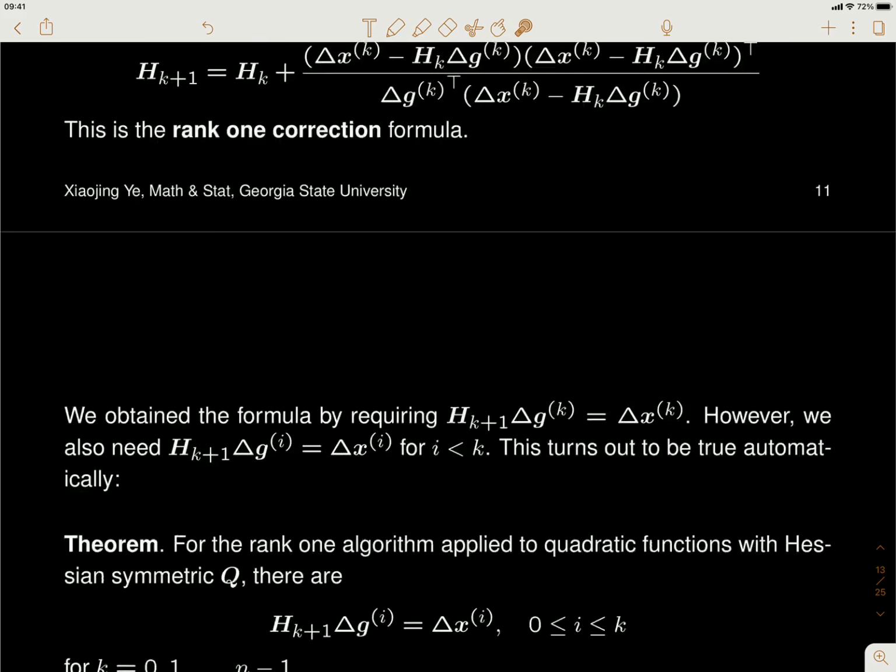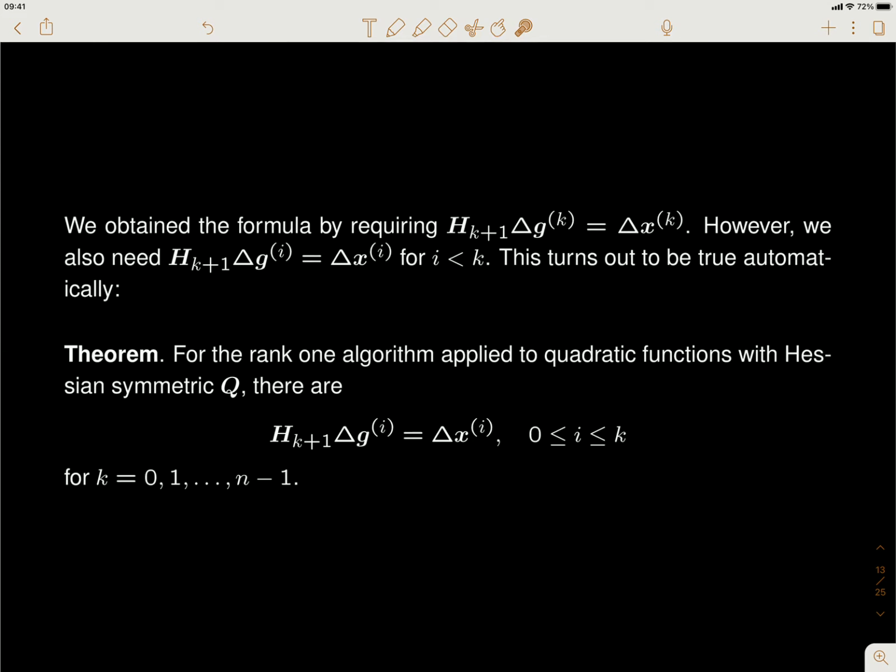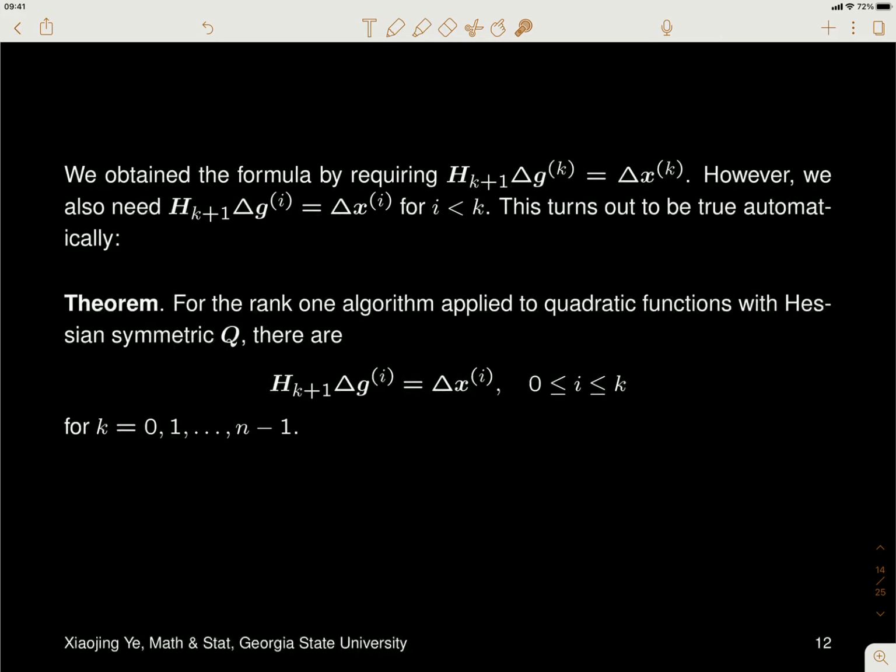Okay. Now we just showed this rank 1 matrix update so that it satisfies this. But recall that for the Quasi-Newton method, we actually need this one to hold for all the i less than or equal to k. We just showed that it is true for i equals to k. We also need to show it is true for i less than k, and this is the theorem I'm going to show next. It verifies that this is actually true for all the i less than k as well.